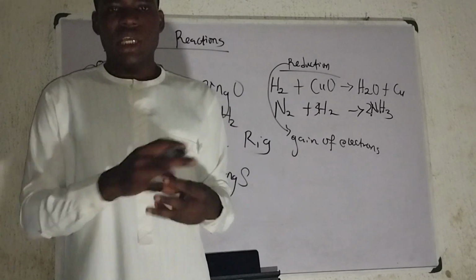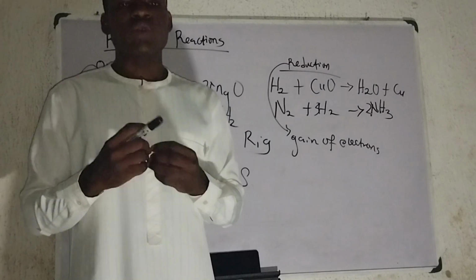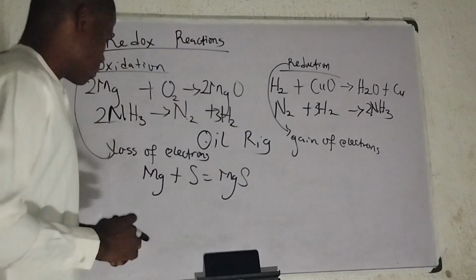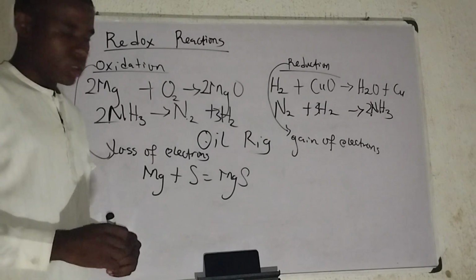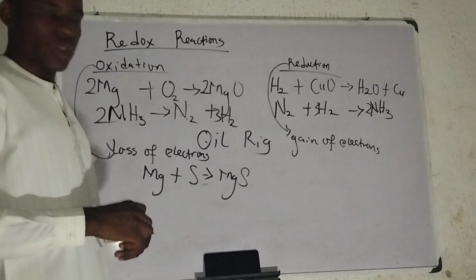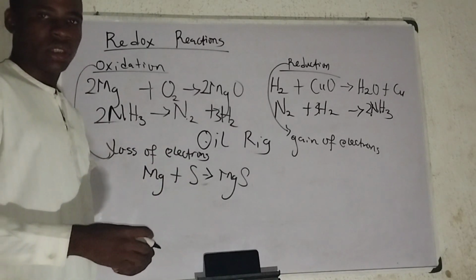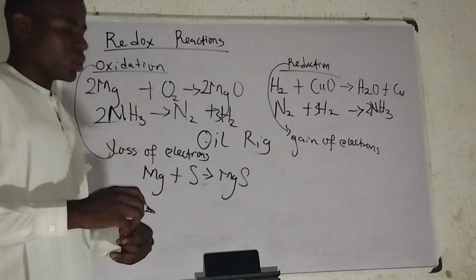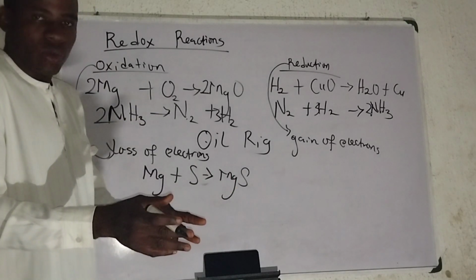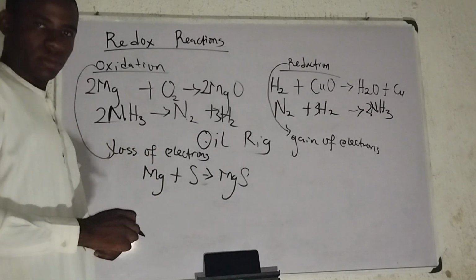Take note again that the one that is being oxidized is the reducing agent, and the one that is being reduced is the oxidizing agent. Now let's go. Magnesium reacting with sulfur gave magnesium sulfide, right? Now the question becomes, which process is oxidation and which is reduction? Which one has been oxidized, and which one has been reduced?